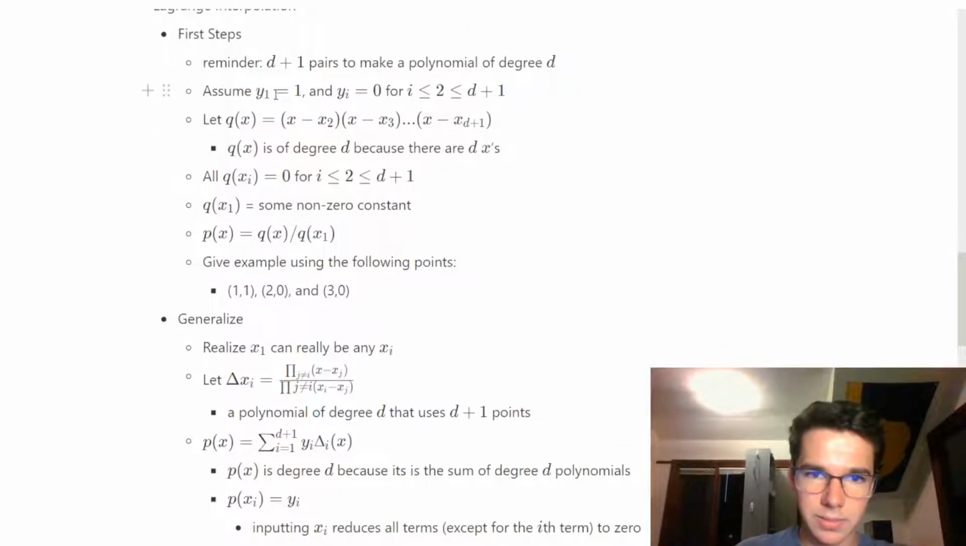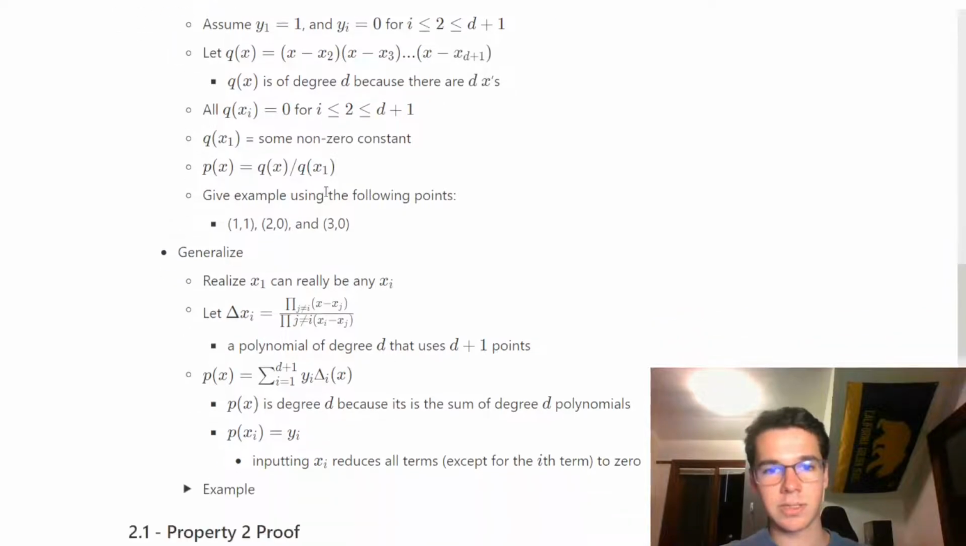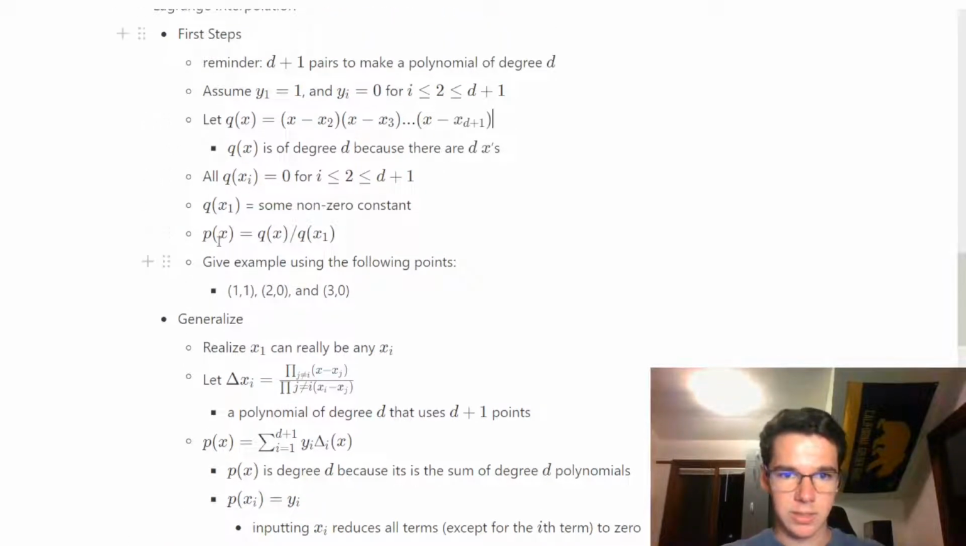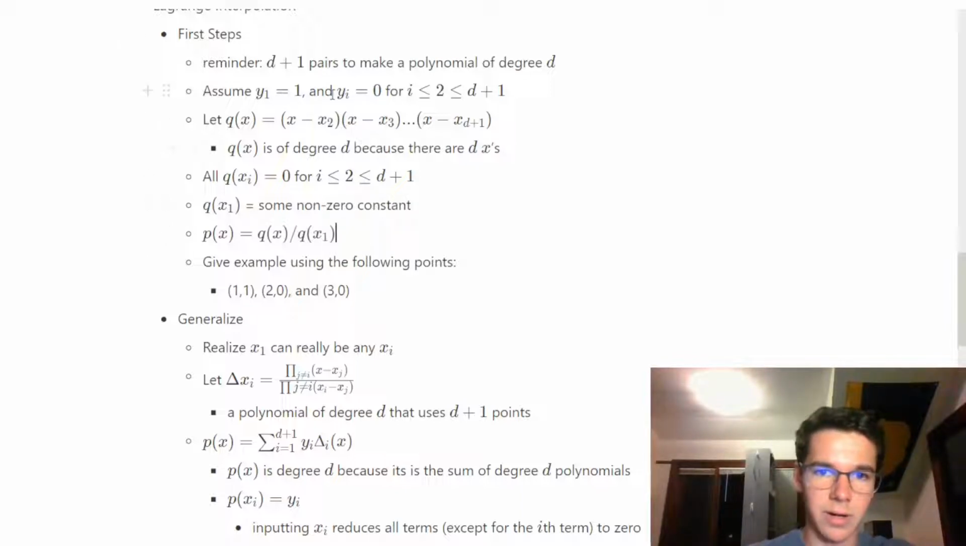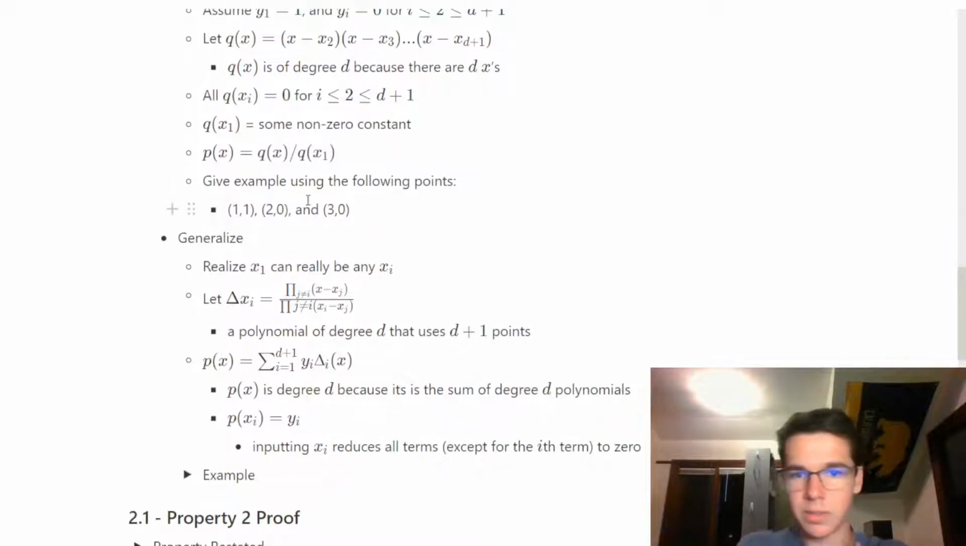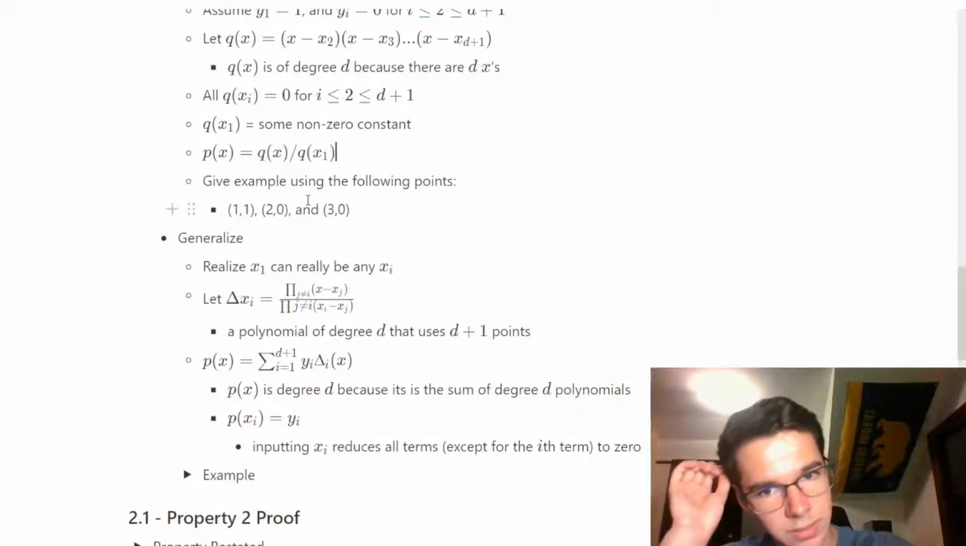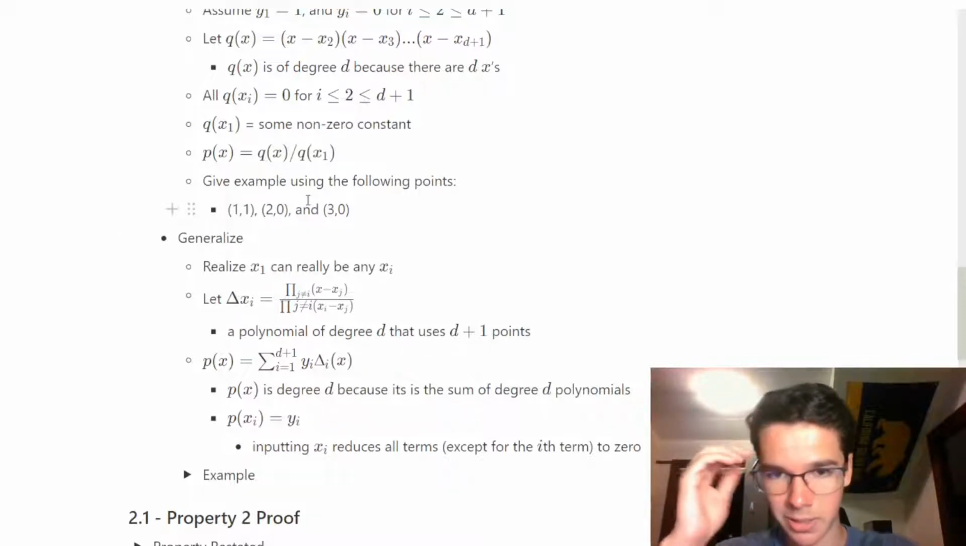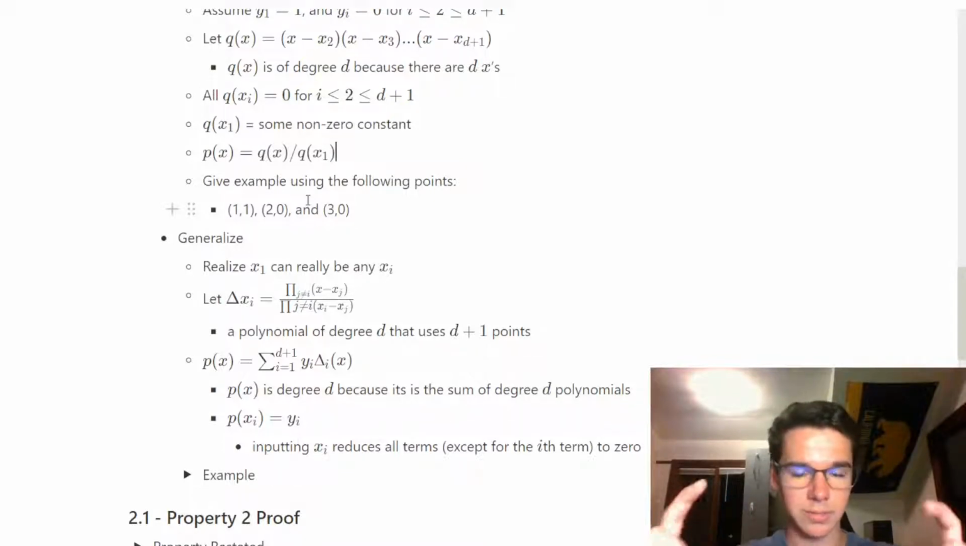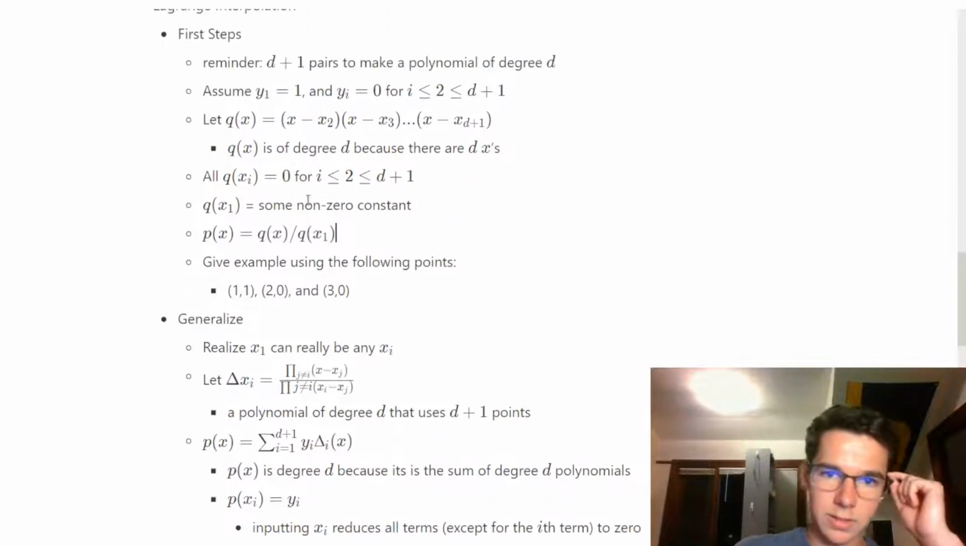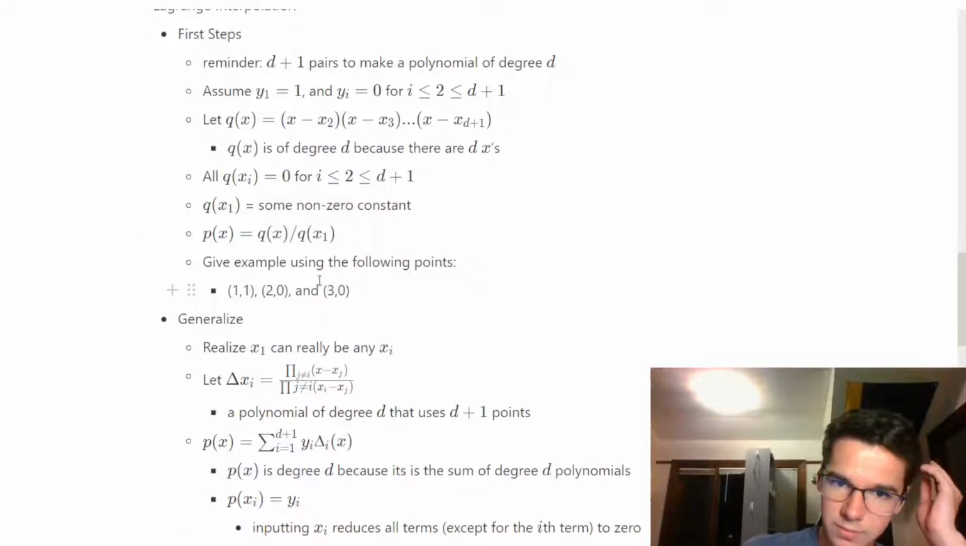But as you can see, because x_1 is not included in that range, it's going to actually give us some non-zero constant. And from there, we're going to see that the polynomial we want to find is going to be q of x divided by q of x evaluated at the first pair. And so we can give an example using these points. I'm actually not going to do that right now, but if you look in the notes, you can see a pretty nice visual of how they do this. I mean, I can verbally talk over it.